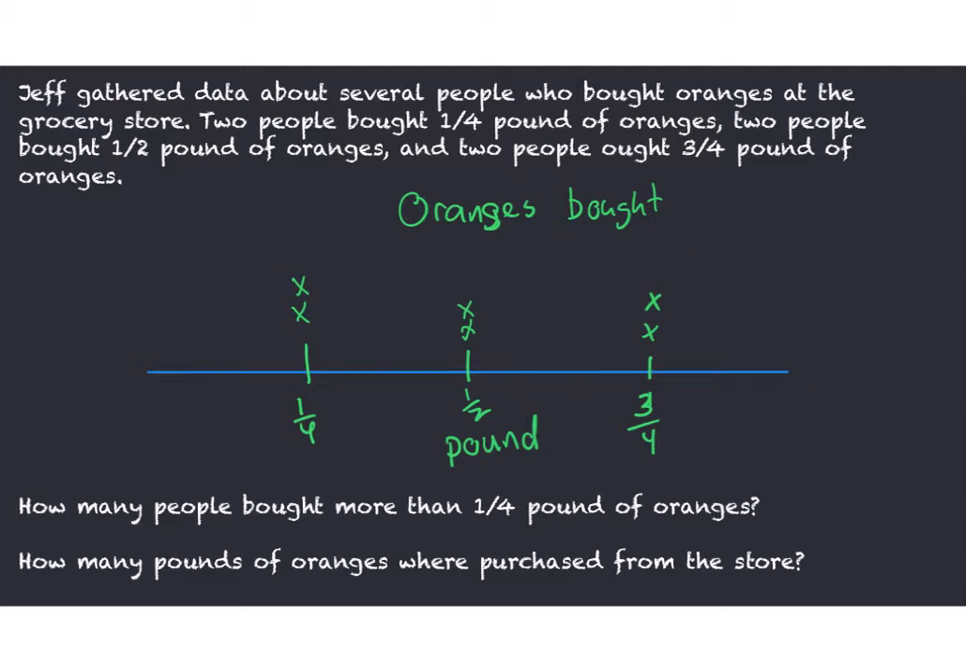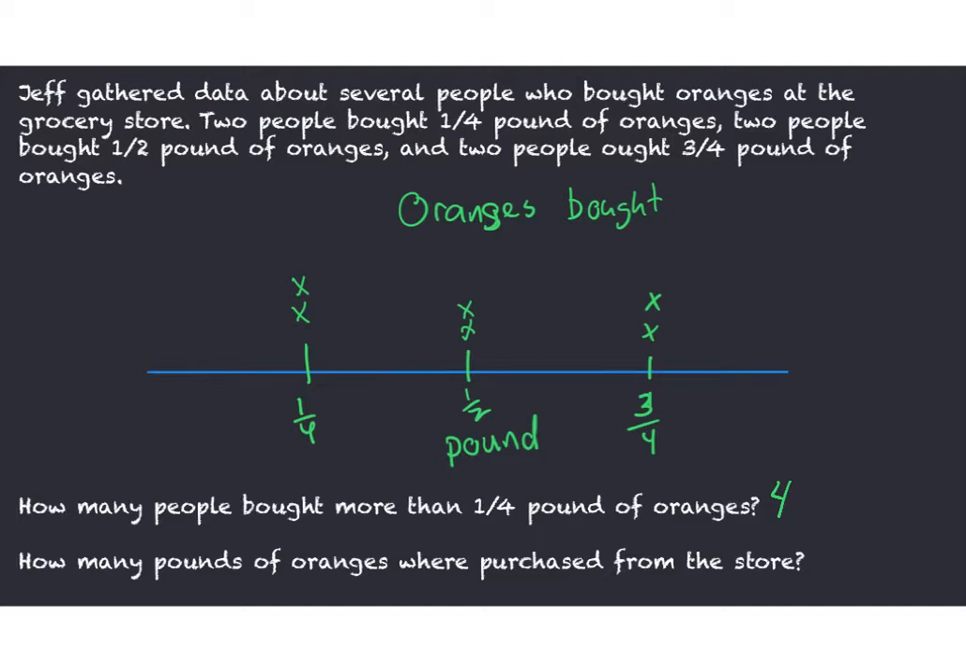So now let's go ahead and answer our questions. How many people bought more than 1/4 pound of oranges? So I'm not going to include the people that bought 1/4 pound of oranges. I'm only going to include the people that bought 1/2 pound and 3/4 of a pound. So if I count that data up, 1, 2, 3, 4, there are 4 people that bought more than 1/4 pound of oranges.